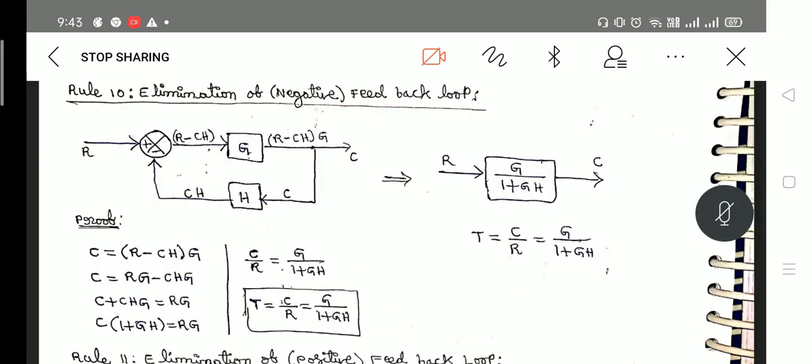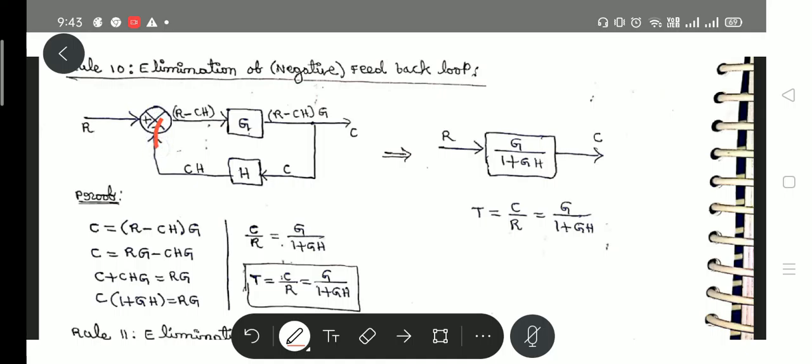Positive feedback loop means here plus. Remaining all are the same. Here the output of the function is C. Here the input of H is C. Both are cascaded, again this CH. Here plus, so what will we get? R plus CH, that is, the input R and CH. So R plus CH here. Here also R plus CH into G. C is equal to (R plus CH) into G.